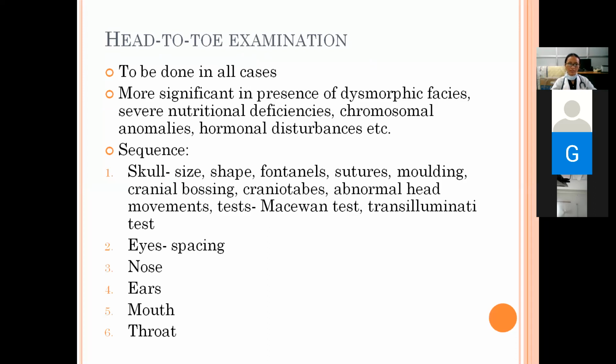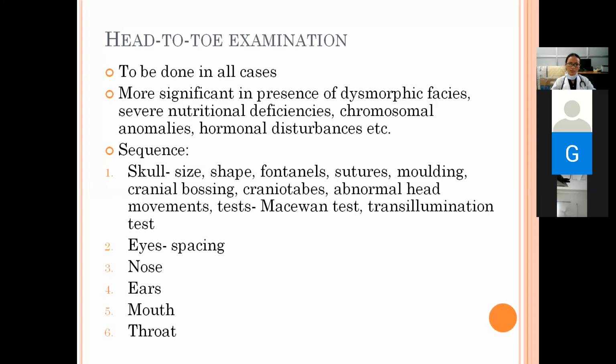After doing the developmental assessment comes the head-to-toe examination. Head-to-toe examination has to be done in all the cases. Even if you're suspecting a child is a case of pneumonia, loose stool, meningitis, some minor illness or severe illness, it has to be done. You should not miss a single pointer to any other illness besides what the mother is telling you. So the head-to-toe examination has to be done in all the children who are presenting to you.